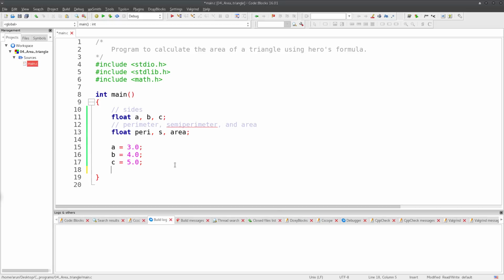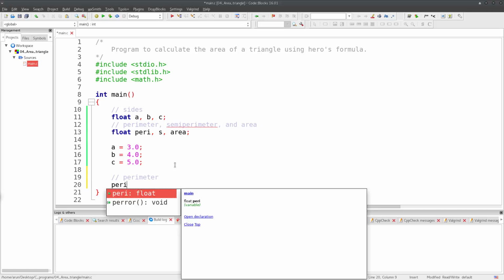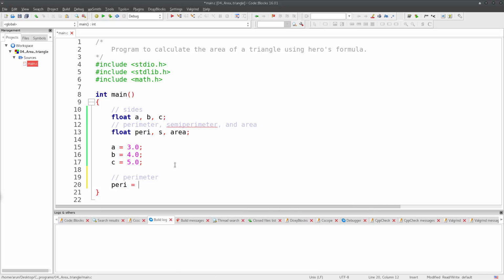Now we have the sides ready. Let's calculate the perimeter. So the perimeter is easy: peri is actually a plus b plus c. That will do.